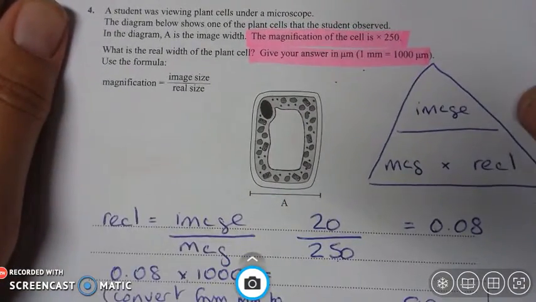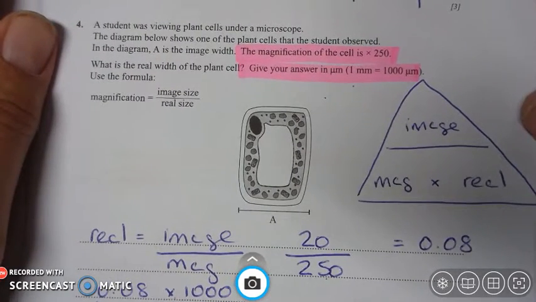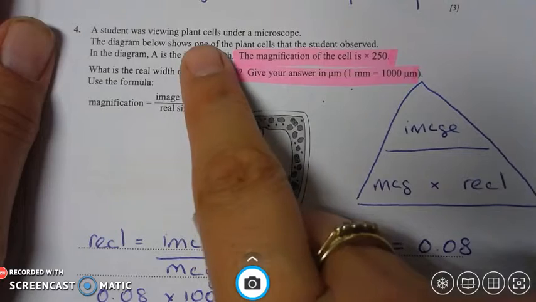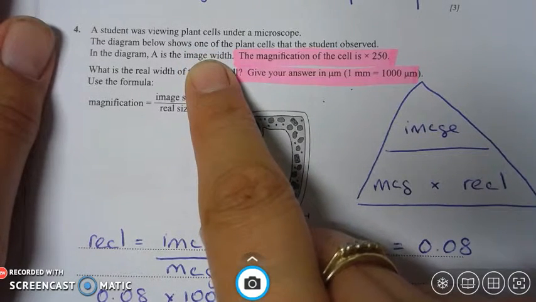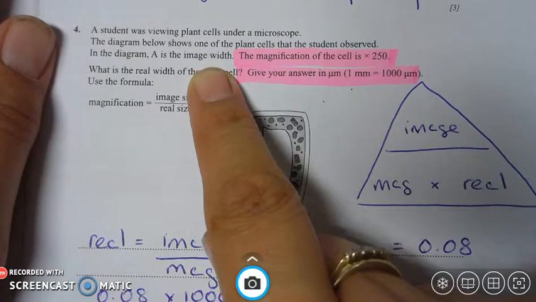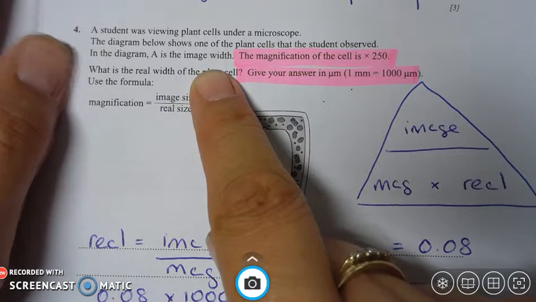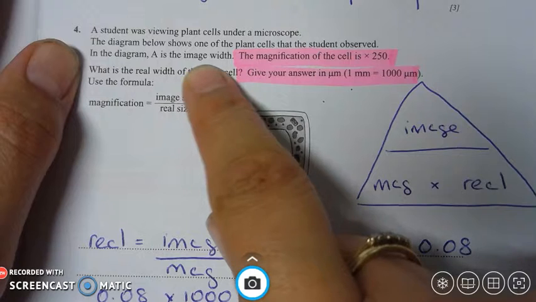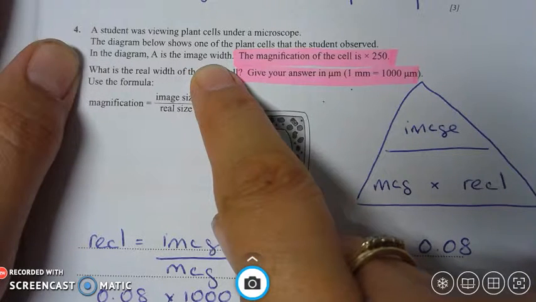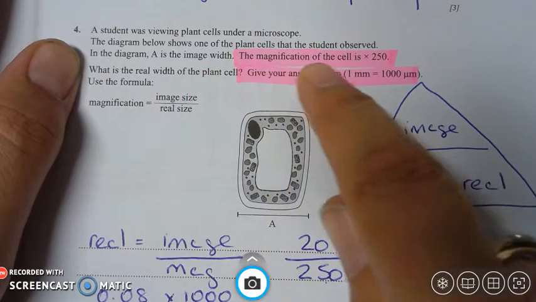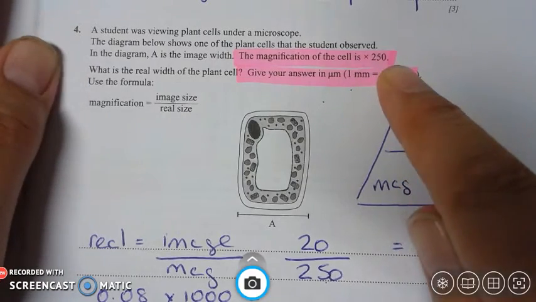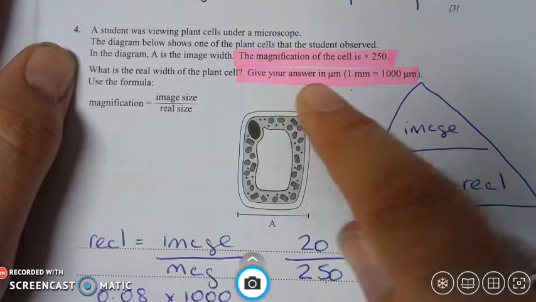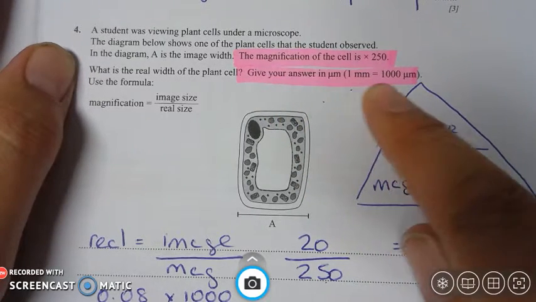Okay, and question 4. Now this one is going to involve you actually getting your ruler out and doing some measuring. A student was viewing plant cells under a microscope. The diagram below shows one of the plant cells that the student observed. In the diagram, A is the image width. So it tells you there what you're going to be looking at, what you're going to be measuring. The magnification of the cell is times 250. What is the real width of the plant cell? But give your answer in micrometers.